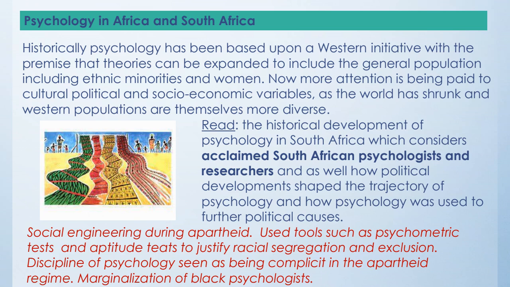Back in the apartheid days, psychology was actually used as a tool to divide people, to separate people. Intelligence testing was done on different race groups, and people were being classified, but yet the intelligence test was developed for a population that it wasn't suited to test, if you understand what I'm saying. So psychology and some of the psychological research was used to further political causes. Things like social engineering, not just in South Africa, but we can see that in other parts of the world. We're using psychological tools to justify segregation and exclusion.